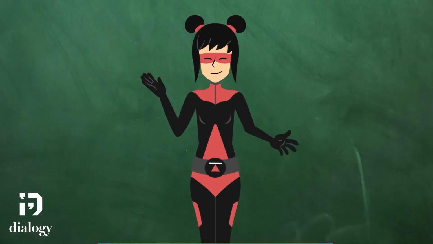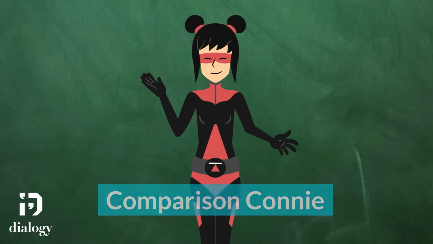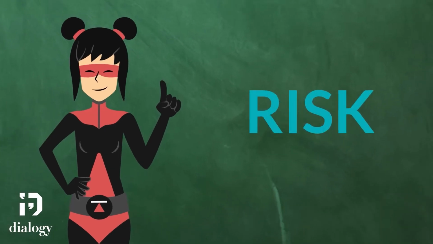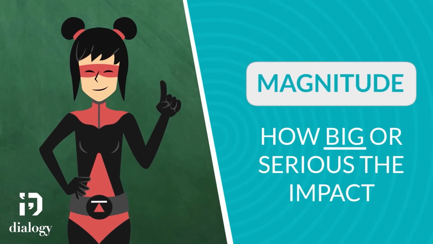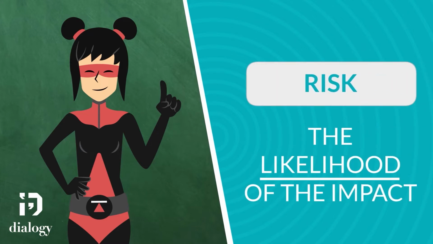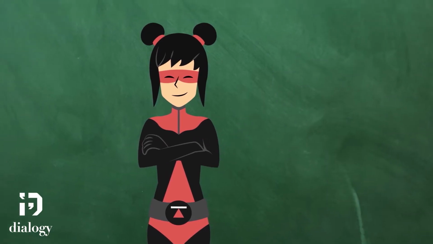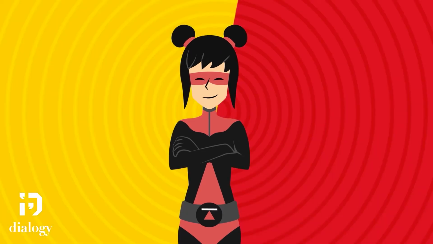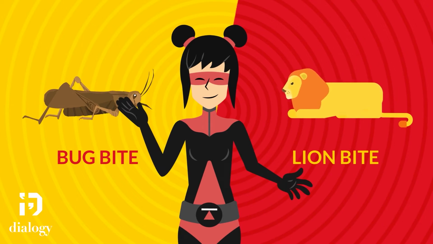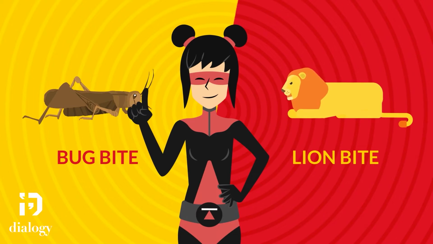Hello everyone, Comparison Connie here, and today we will explore the second major element of an impact, risk. If magnitude refers to how big or serious your impact is, risk refers to how likely your impact is to happen. For example, if we continue our example of a bug bite versus a lion bite, which one do you think is more likely to affect people living in Shanghai? Hopefully, you answered bug bite.